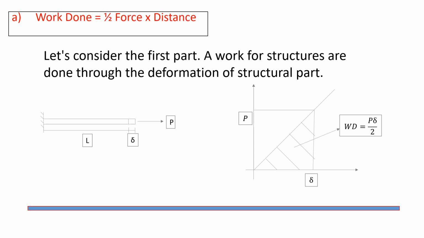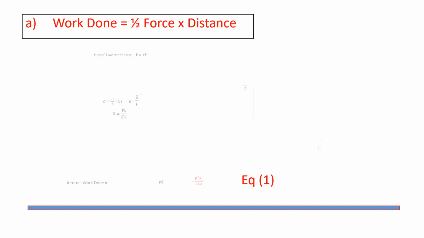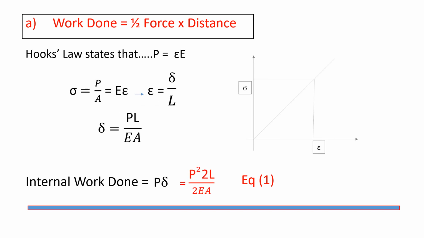Now, if the material is elastic, then the displacement is linearly related to the force. We apply Hooke's law, P equals K times delta. When P is applied to the structure, the force, and K is the stiffness, and delta is the deformation of the bar, the work done in displacing the right end of the bar is equal to the area under the force versus displacement plot.